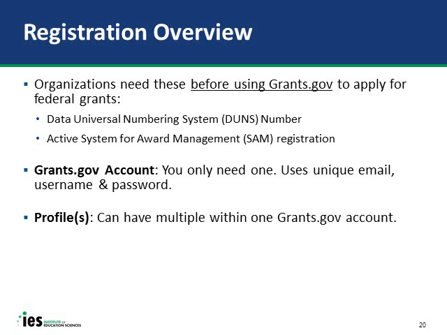Before you can register your organization on Grants.gov, you need a DUNS number and an active System for Award Management, or SAM, registration. Each organization only needs one Grants.gov account. Within each account, you can have multiple user profiles to allow more than one person to work on a single grant application.